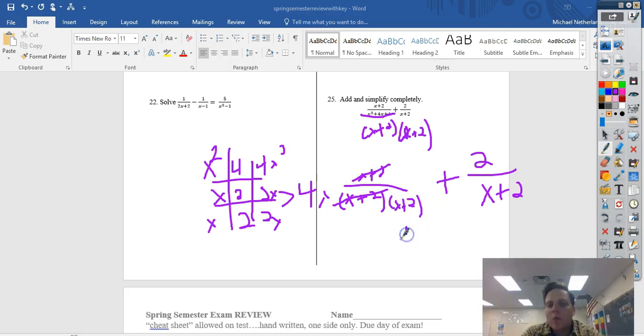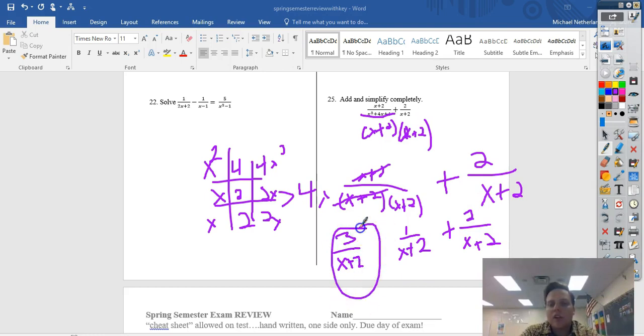So now I have 1 over x plus 2 plus 2 over x plus 2. Now look, are the denominators the same? Yes. So what is 1 plus 2? 3. So you get 3 over x plus 2. And that's as far as you have to go. You're done.